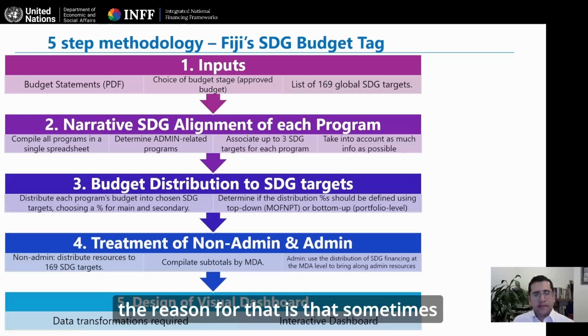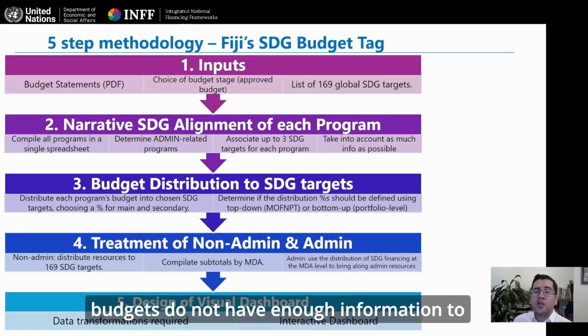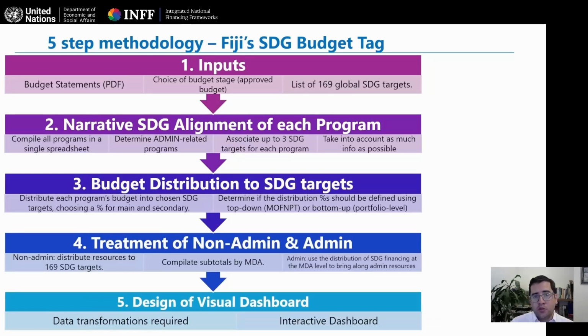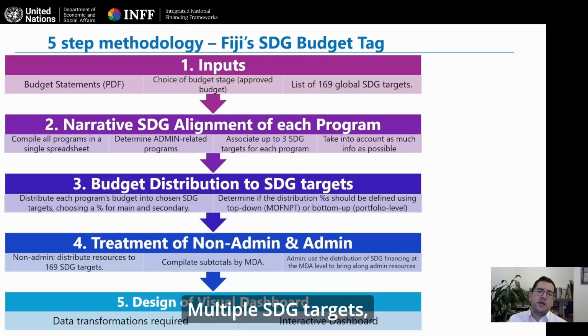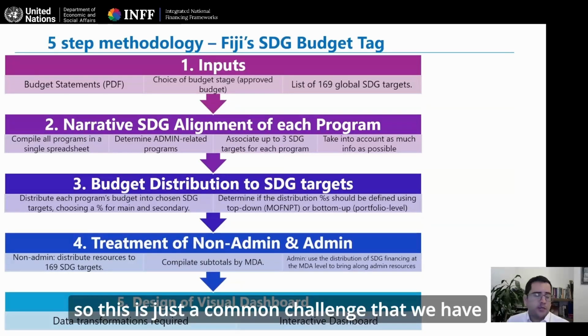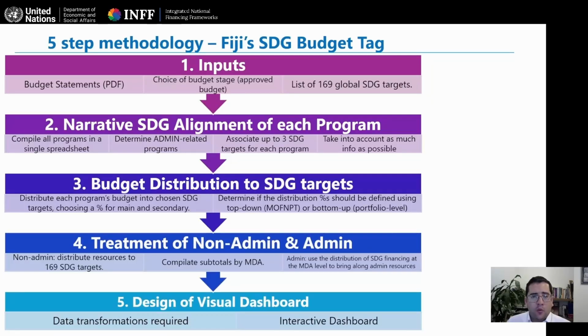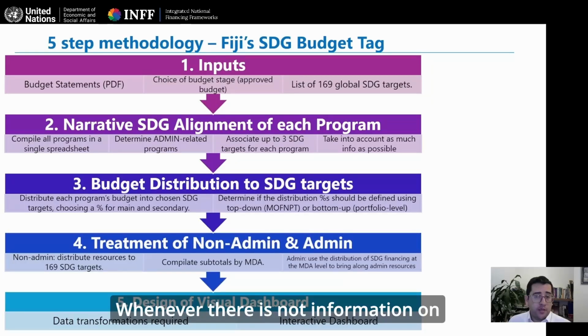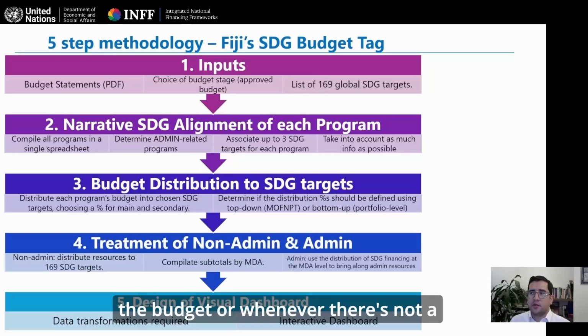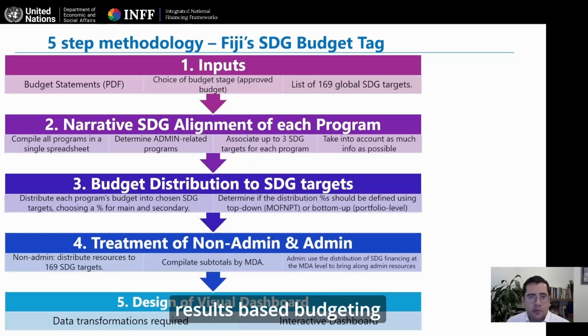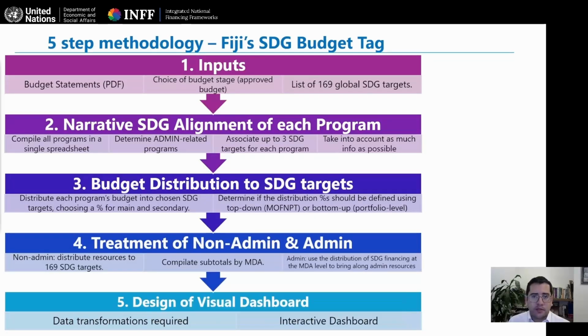The reason for that is that sometimes budgets do not have enough information to allocate multiple SDG targets. This is just a common challenge that we have whenever there is not enough information in the budget, or whenever there's no results-based budgeting, which is the case in most countries that actually do not have a results-based budget.